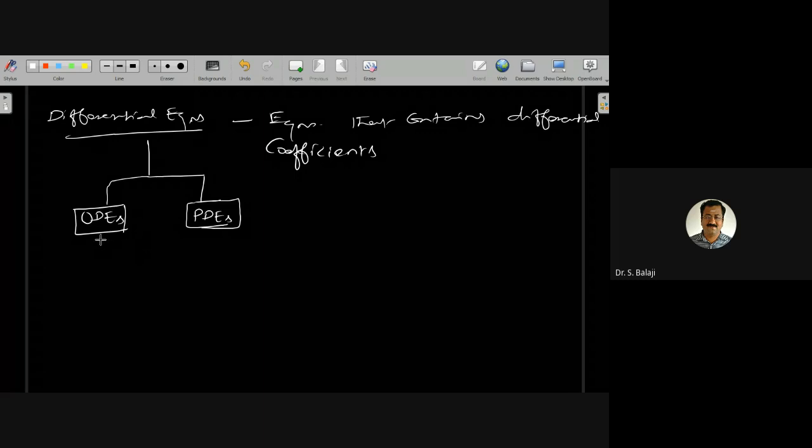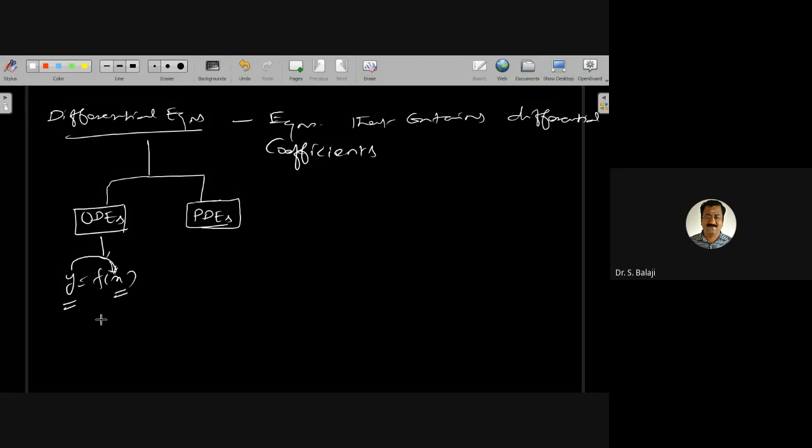These are the equations that can be constructed like this. Y is a function of x. Y is a dependent variable and x is an independent variable. Y depends on only one variable.